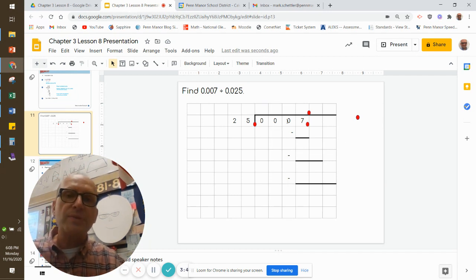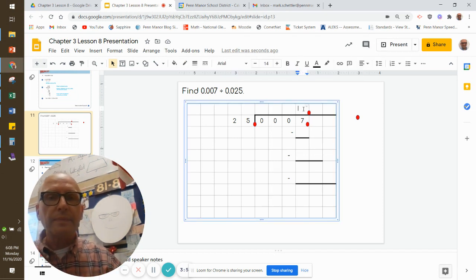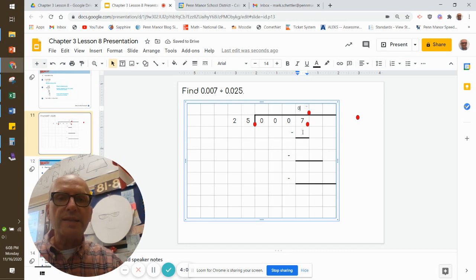Okay. Now I have to figure out 25 into 0.007. A lot of zeros. But how about we go to this whole number here, the 7. Let's work right there. How many times does 25 go into 7 without going over? Well, it goes in 0 times. There we go. 25 times 0 is 0. Then I can subtract 0 from 7, which is 7.